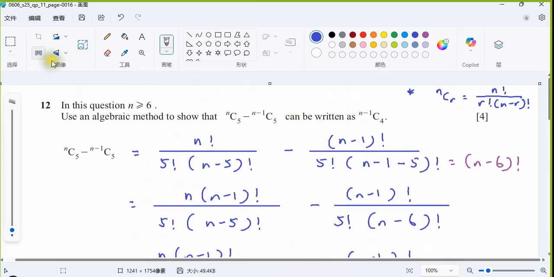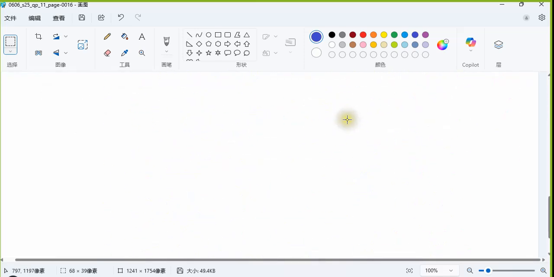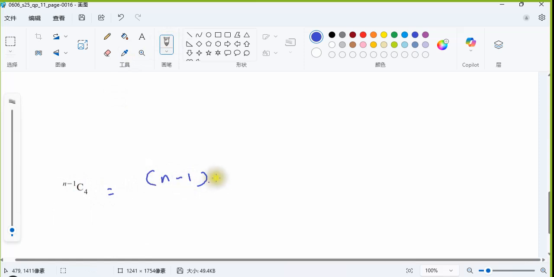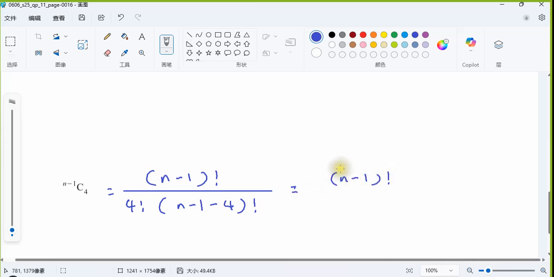Okay, so before I continue, we must know that (n minus 1)C4 is (n minus 1) factorial over 4 factorial times (n minus 1 minus 4) factorial, or it is (n minus 1) factorial over, no, this is 4 factorial times (n minus 5) factorial.